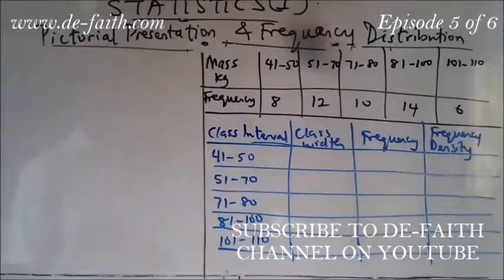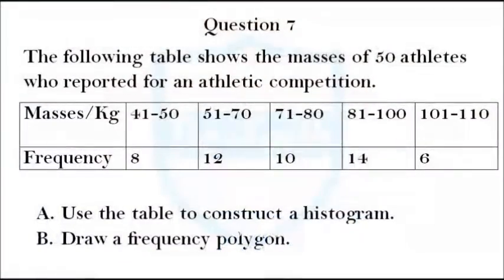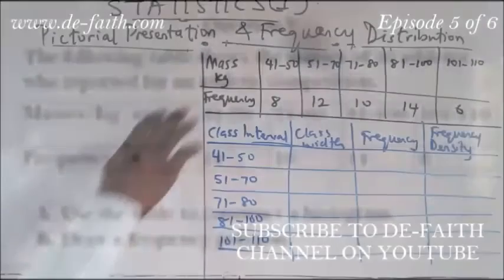So we have a next question. It says the following table shows the masses of 50 athletes who reported for an athletic competition. So here is the table, and A, we have to use the table to construct a histogram. B, draw a frequency polygon from the histogram constructed. Here we have a table.